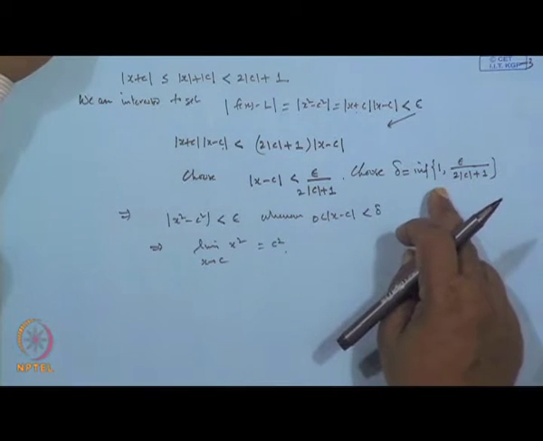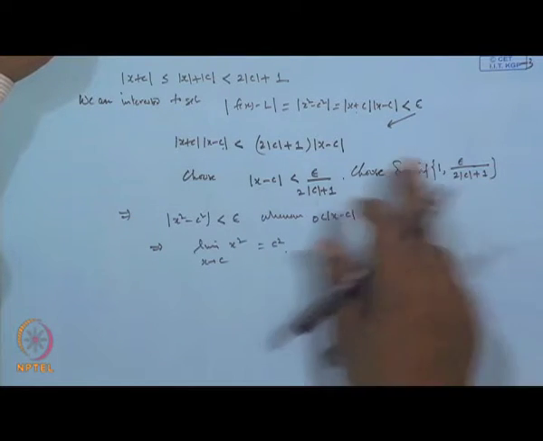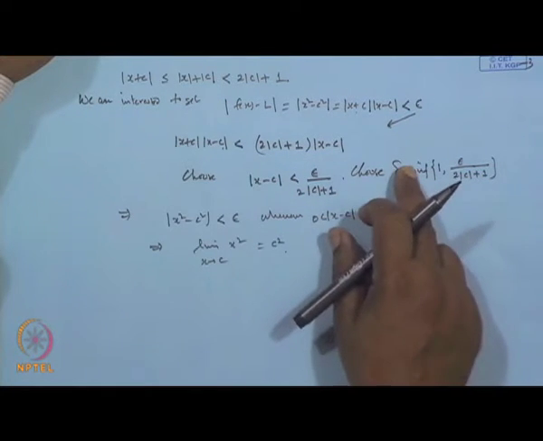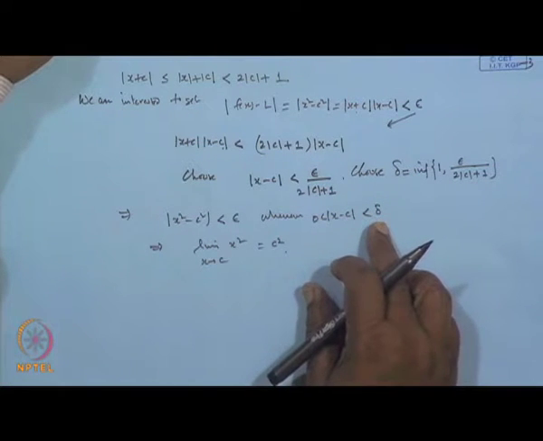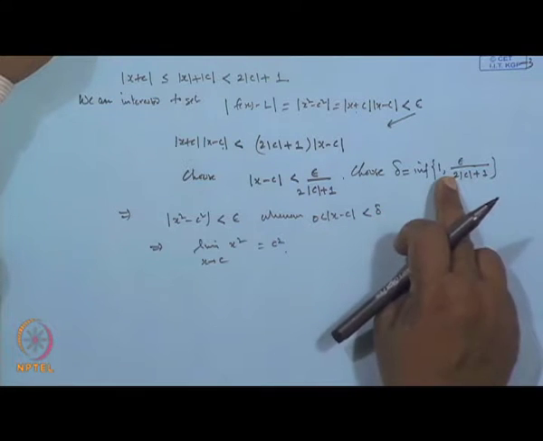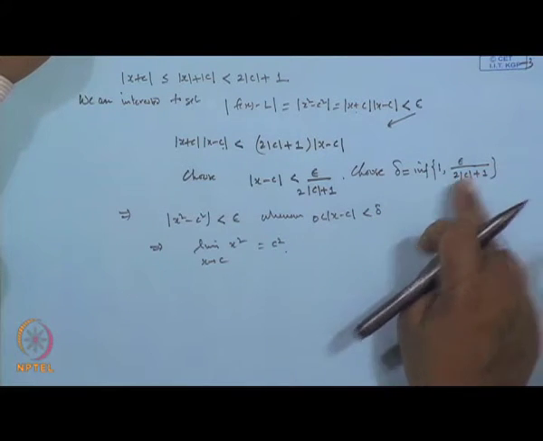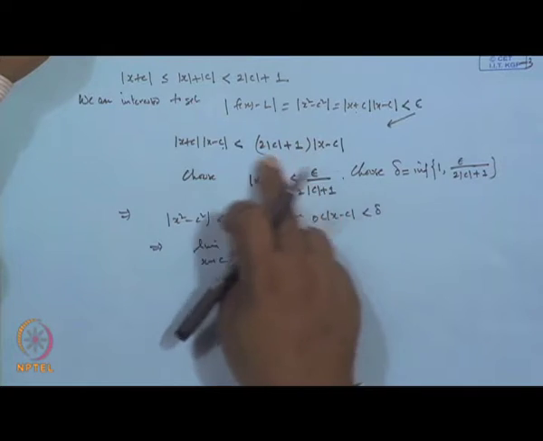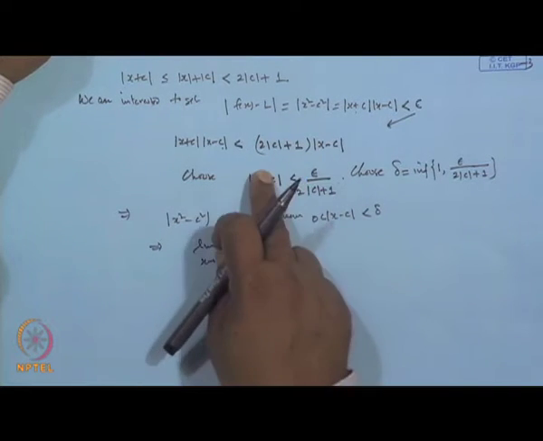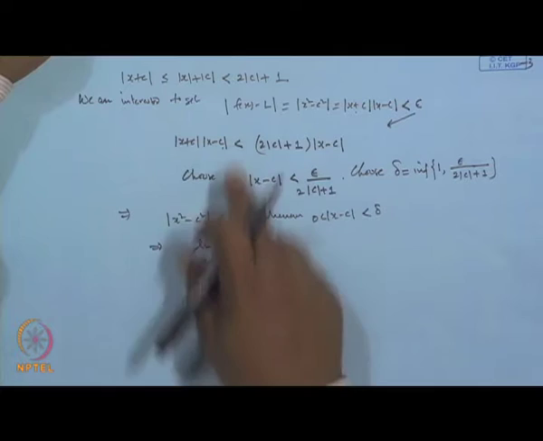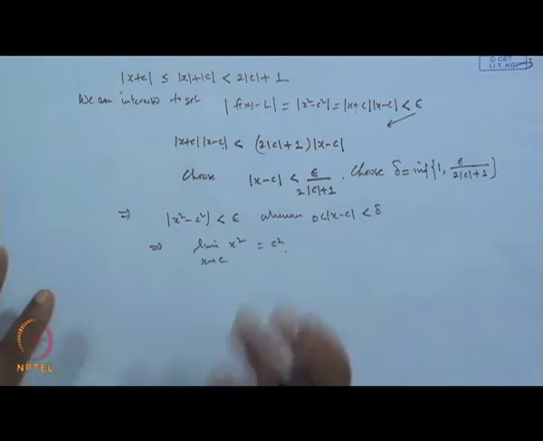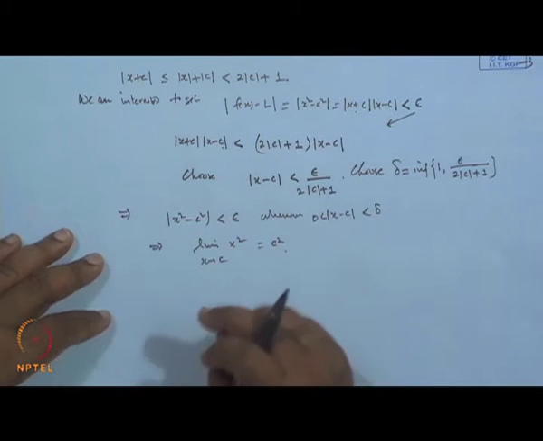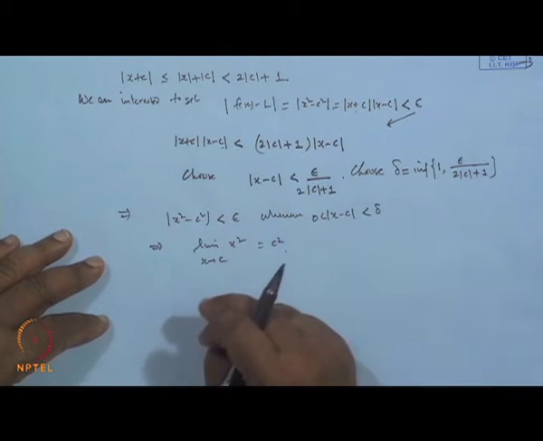Once you identify delta, obviously it depends on epsilon. So, corresponding to this epsilon, if I choose this delta, it means if I take this neighborhood, |x minus c| less than delta. Obviously this delta is also less than 1, as well as less than this number. So, we can definitely find the bound for this, and one can say this difference is less than epsilon, hence the proof. So, this is the way to show the limit by using the epsilon delta definition.